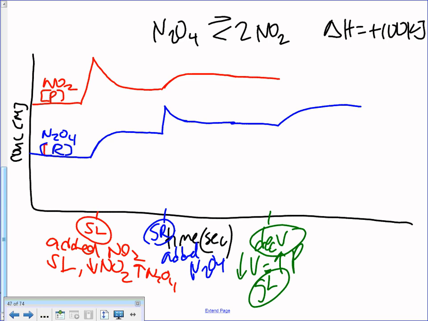Steady decrease. But is the steady decrease the same slope as this one? Why? It's going to be a different rate of decrease than this one, because of the two coefficient, right? The ratio is saying this one is consumed twice as fast as this one is formed. So you can actually relate back to kinetics.